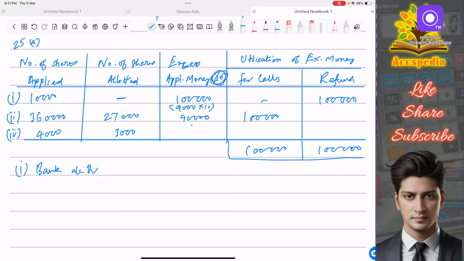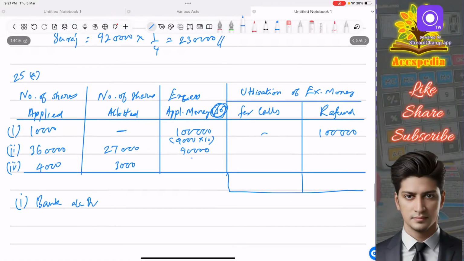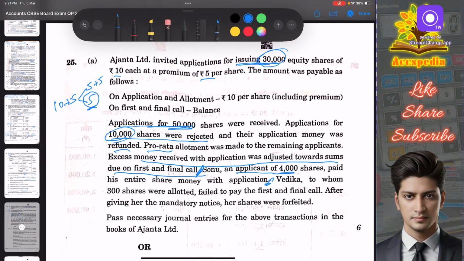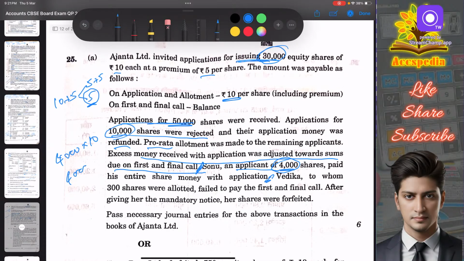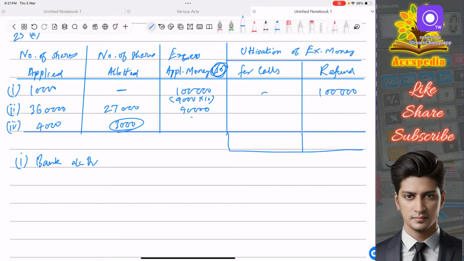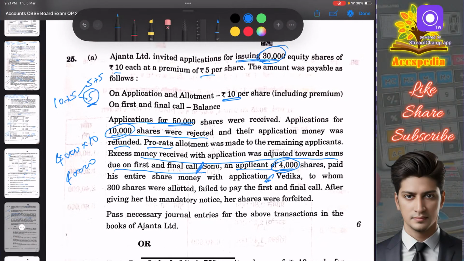90,000. But here for him excess money is not 1,000 alone. He paid the entire 4,000 rupees. Okay, I'll write here. This fellow Sonu paid 4,000 into application money for 10 rupees. So 40,000 he paid. From that he got allotted 3,000 shares. So that means 3,000 shares, application money 10 rupees.